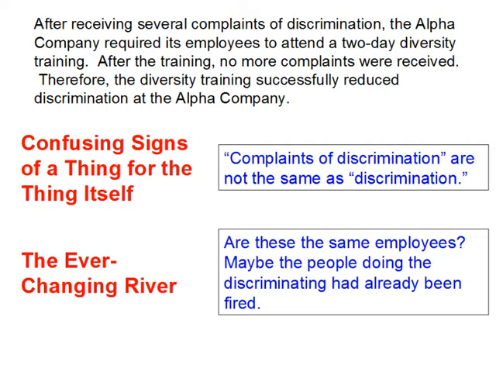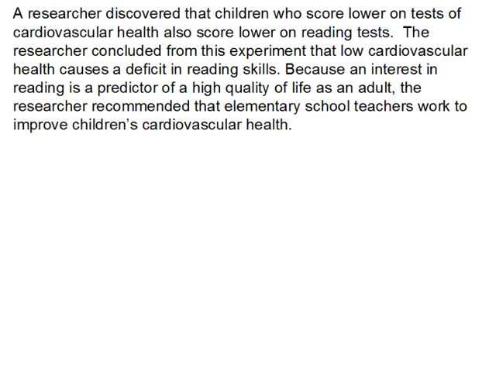Perhaps employees also just don't want to go to any more trainings, so they stop complaining. They saw it almost as punishment. Oh, please don't make me go to another 2-day training. So I'll just stop complaining. There are a number of ideas here under these headings of confusing signs of the thing for the thing itself, and the fact that things are always changing. How do we know that this is the same group of people? And this last point is a great segue into this prompt and potential flaws here.